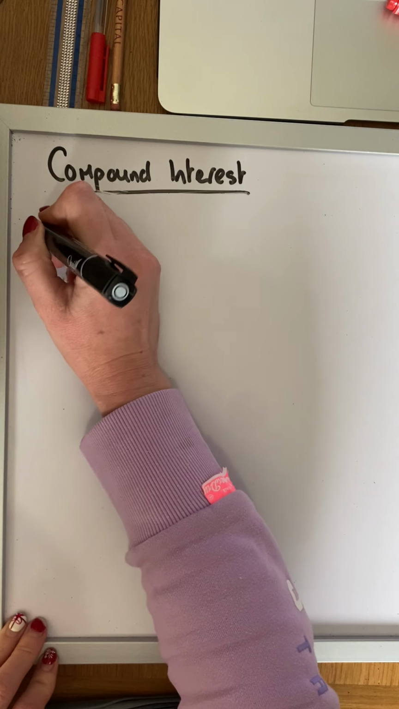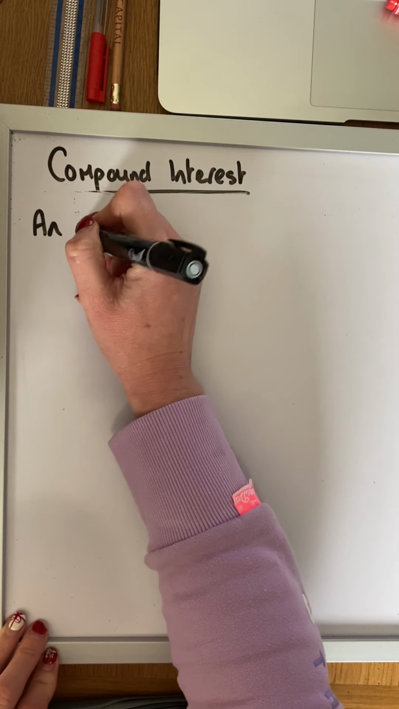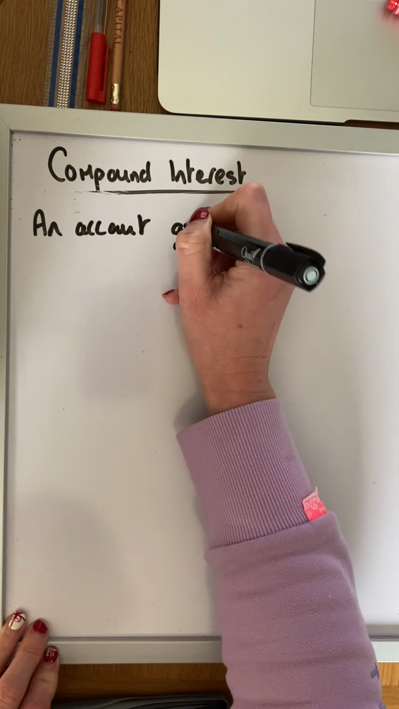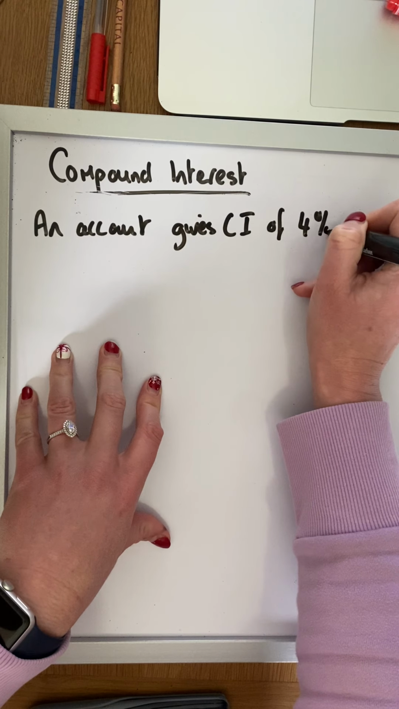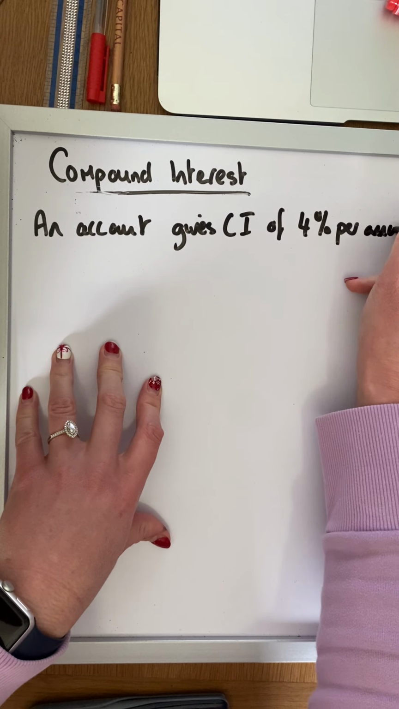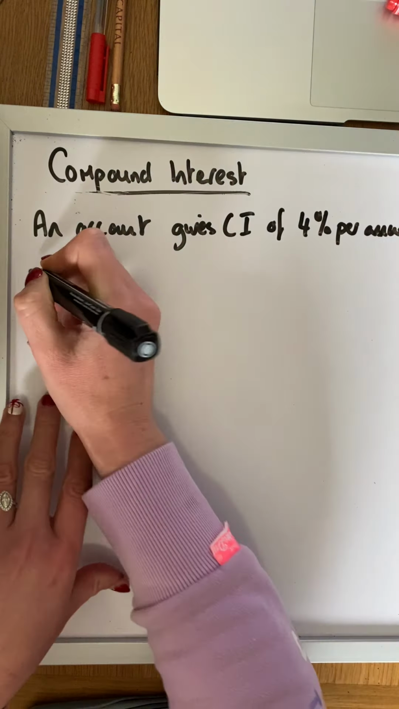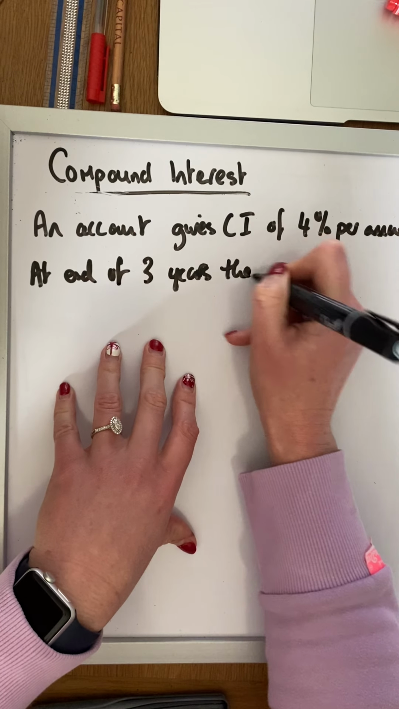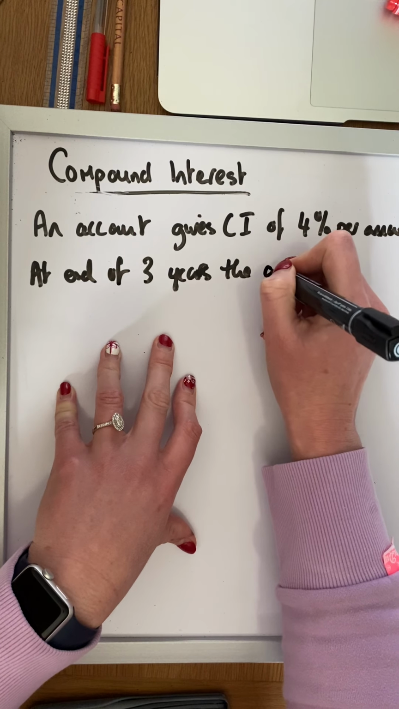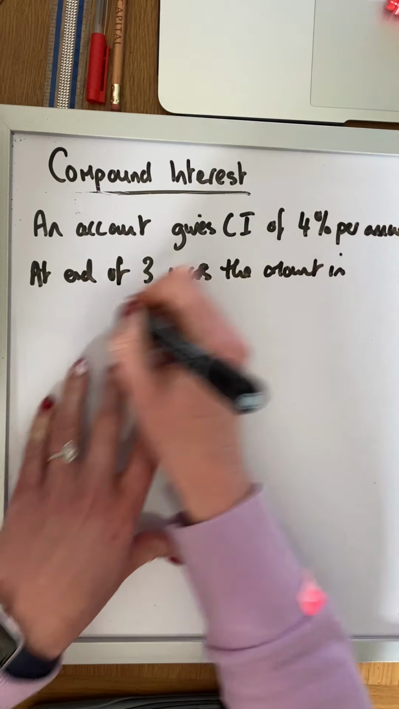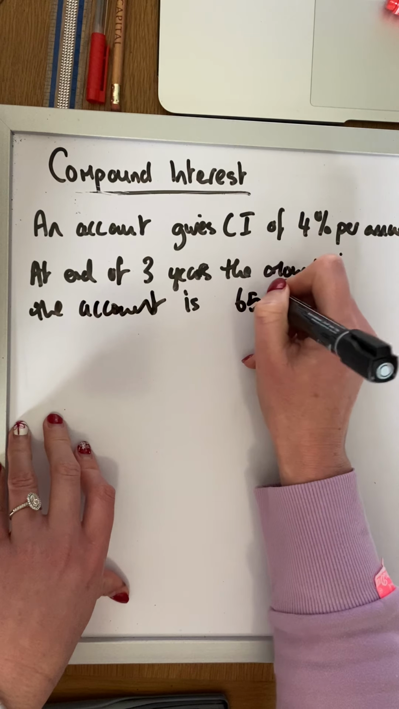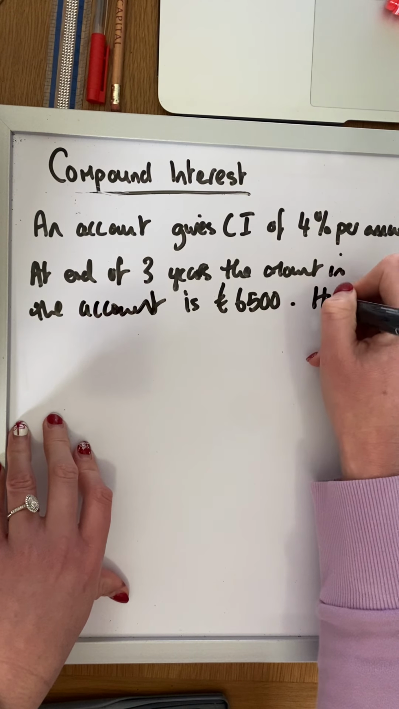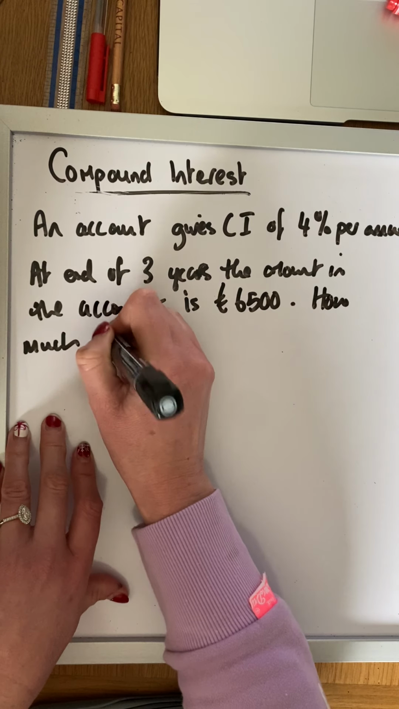Another type of question is: an account gives compound interest of 4% per annum. At the end of 3 years, the amount in the account is €6,500. How much did we start with?